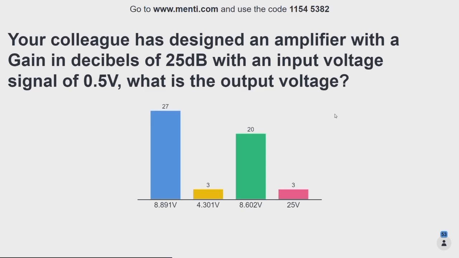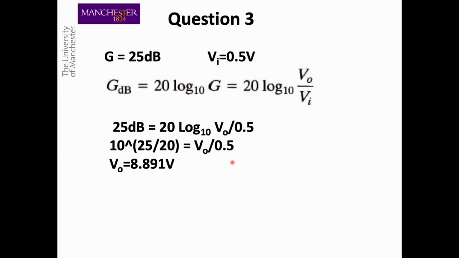Okay, let's have a look at the solution to this then. So here's our formula. The gain in decibels is equal to 20 log to the base 10 of G, where G is V output over V input. I know that my gain was 25 dB, so that goes on the left-hand side of my equation. I know that my input to the system is 0.5 volts, so I put that in. If I rearrange my equation and plug the numbers into the calculator, you are allowed to bring calculators into your examination, okay? Non-programmable calculators, so do make sure you bring one of those with you.